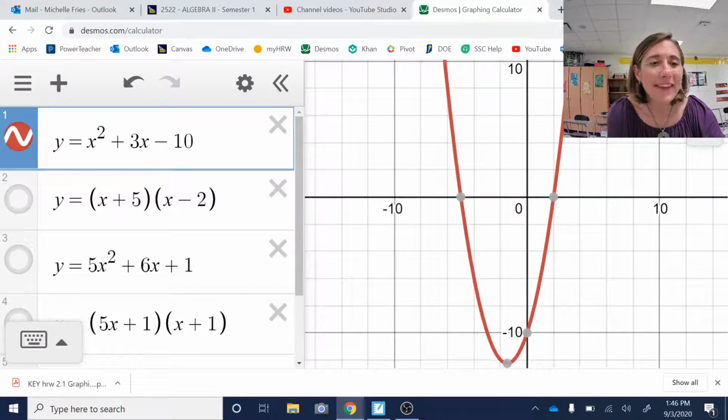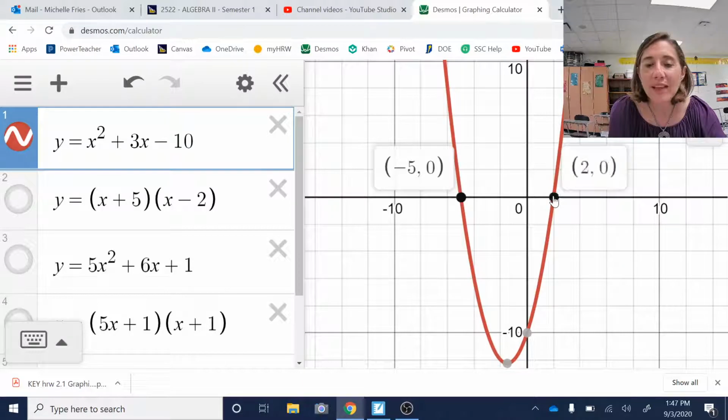Okay, so what we have here is the graph of y equals x squared plus 3x minus 10. So you can see that in red. And then I want to pay attention to where the x-intercepts are here. If I look at these x-intercepts, also known as roots, also known as solutions, look at the x values that you're seeing. An x value of -5, an x value of 2.